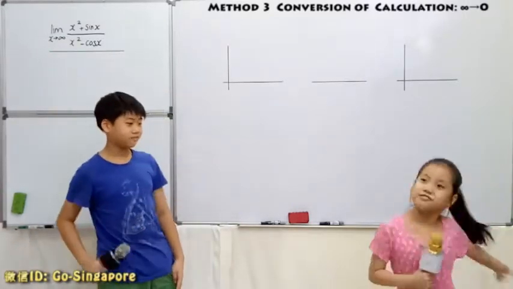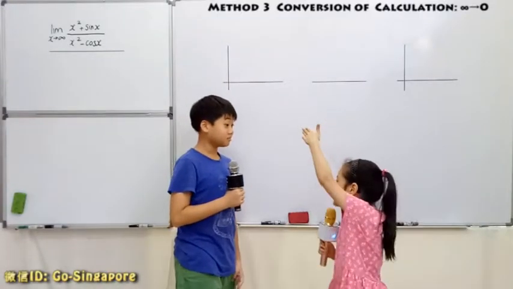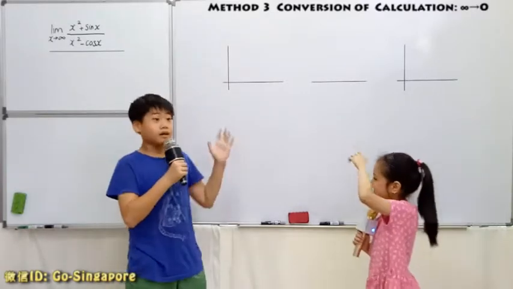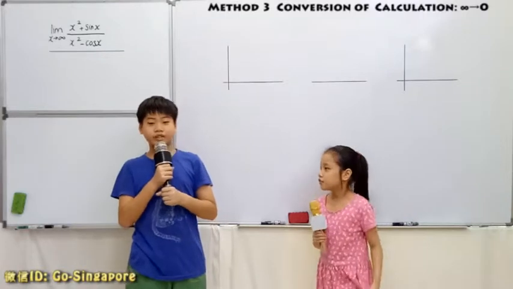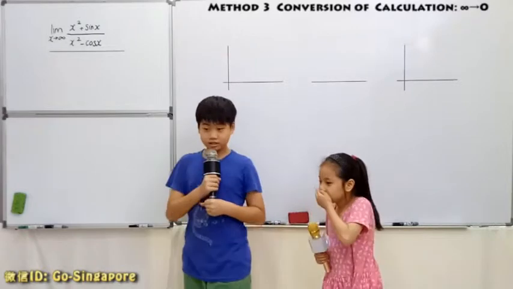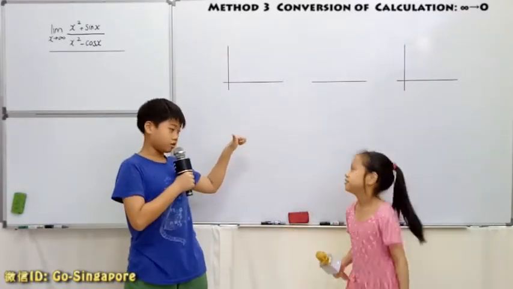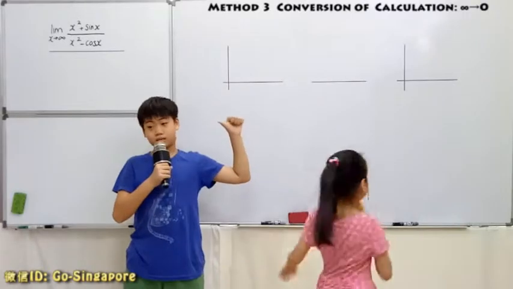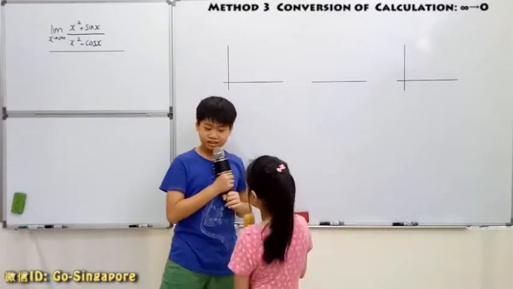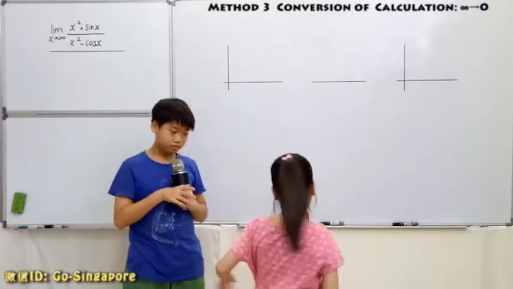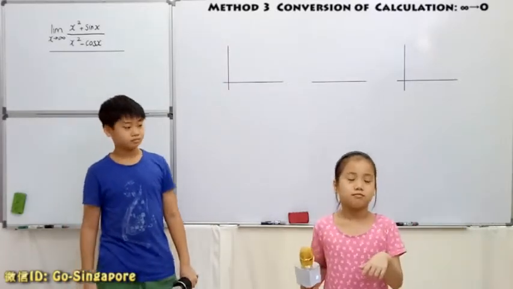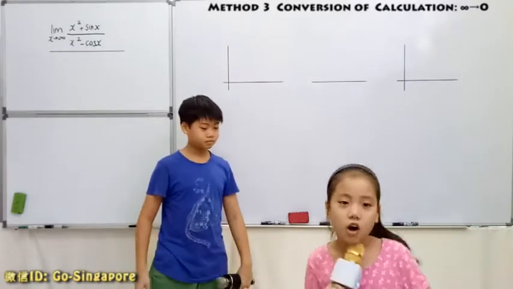Method 3: conversion of infinity calculation to infinitesimal calculation. This lesson first revises our earlier methods. Direct substitution is the first method, where, in limit x approaches something, you just substitute it in, in a determinable form.